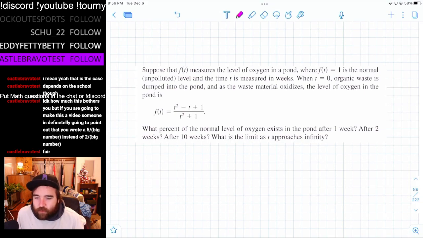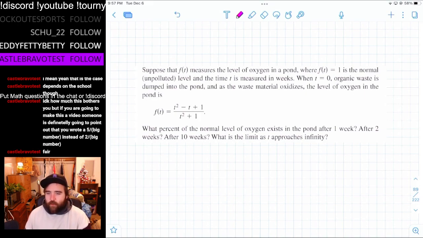Okay. What percent of normal level of oxygen? Well, normal level is 1, so if it's 90%, it's going to be 0.9. So it's just what decimal? When t equals 0, organic waste is dumped into the pond. As the waste material oxidizes, the level of the oxygen in the pond changes. So that means getting more oxygen, right? Okay. Well, if the normal level is 1, then like 2 is 100%. Or 2 is 200%, I guess. Well, let's plug in. So what is t measured in? T is measured in weeks.